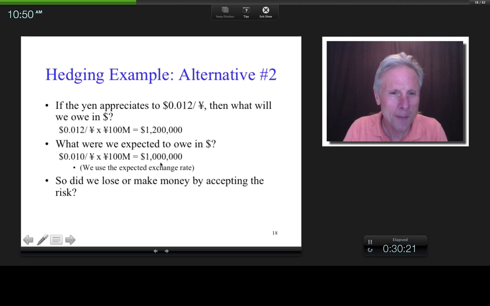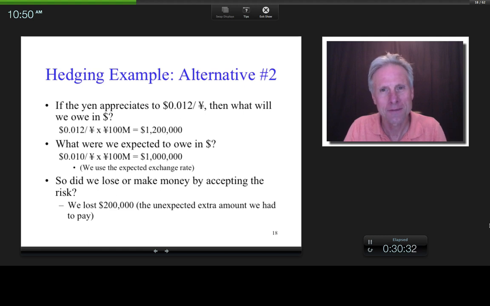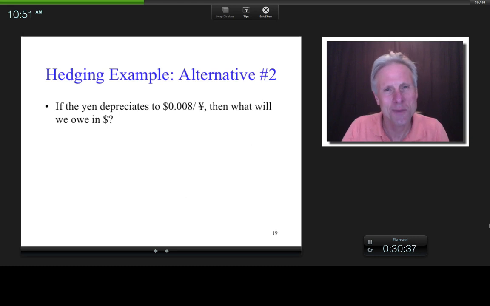And how much would I have unexpectedly lost? Well, we expected to pay $1 million. In the end, we would actually have to pay 1.2 million. So how much of that is unexpected? 200,000, right? Let's look at what happens when the yen unexpectedly depreciates. Well, how much would we owe in dollars? In 90 days, if the exchange rate is 0.008 per yen, and we owe 100 million yen, then we would pay $800,000.